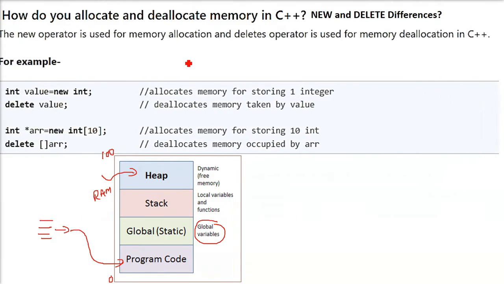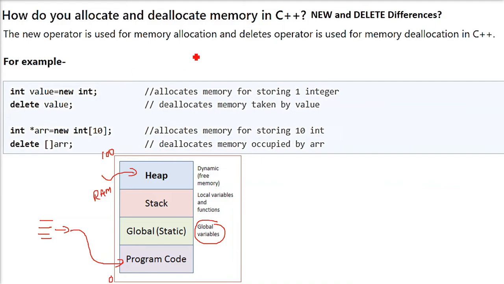Okay, we are coming to allocation and deallocation in C++. New is the operator which we will be using for memory allocation, and delete is the operator for deallocating or freeing up the memory in C++. New allocates memory; for example, here it is allocating the memory for storing one integer. This delete value deallocates the memory taken by the variable value.